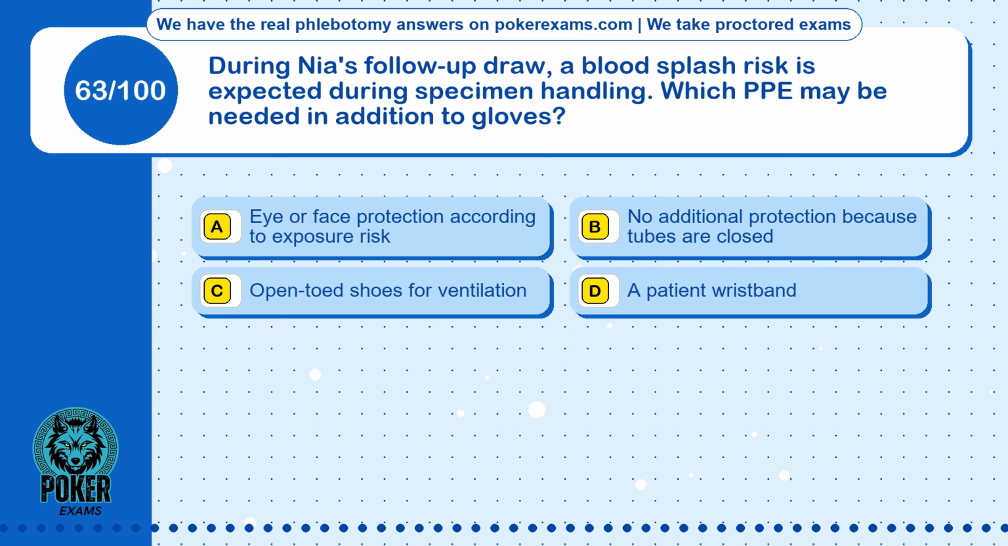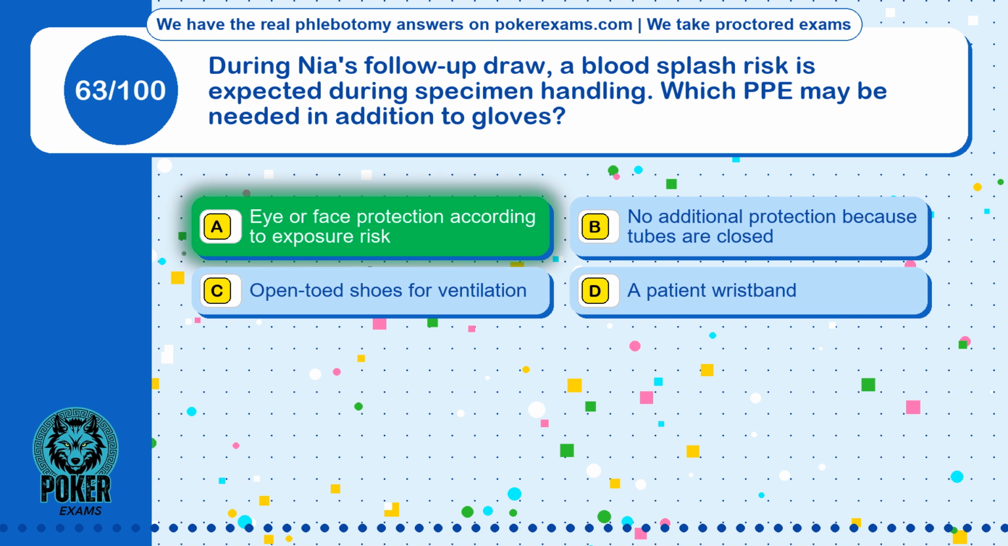Question 63. During NHA's follow-up draw, a blood splash risk is expected during specimen handling. Which PPE may be needed in addition to gloves? Option A. Eye or face protection according to exposure risk. Option B. No additional protection because tubes are closed. Option C. Open-toed shoes for ventilation. Option D. A patient wristband.